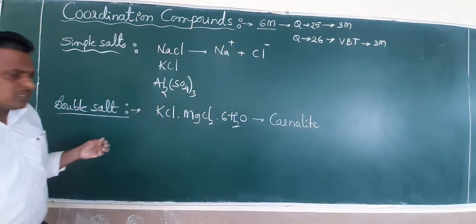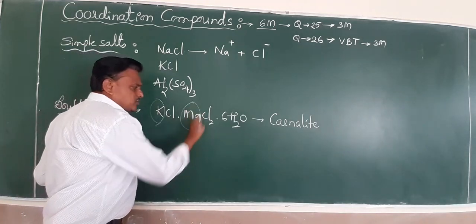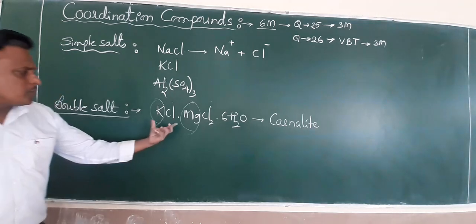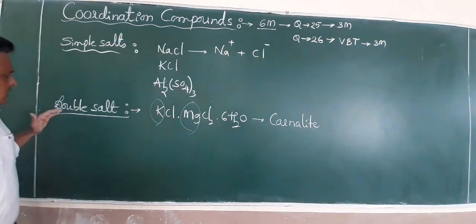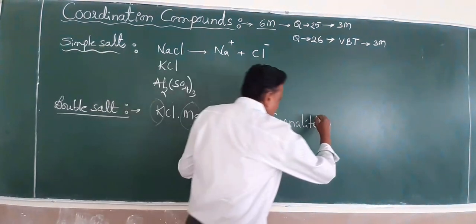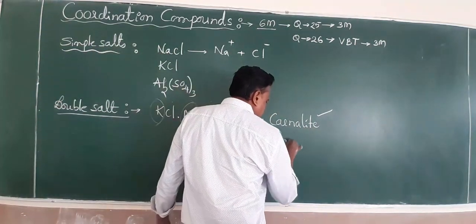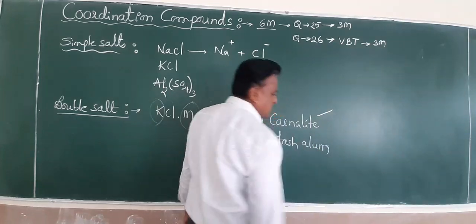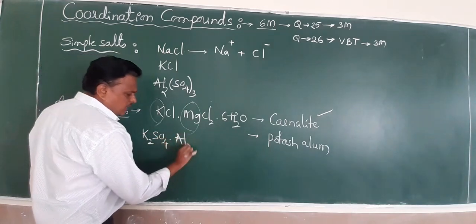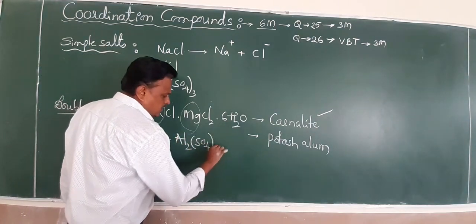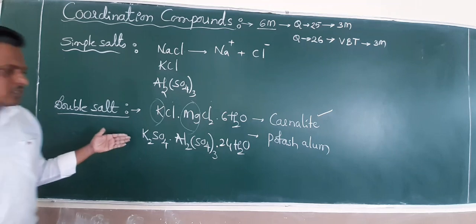How can you define a double salt? A double salt is a combination of 2 simple salts, that is, 2 cations and 2 anions. The combination of 2 simple salts is known as a double salt. The example according to our syllabus is carnallite. Potash alum is also another double salt, with the chemical formula K2SO4.Al2(SO4)3.24H2O. This is the chemical composition of potash alum. Commonly we call it alum also.